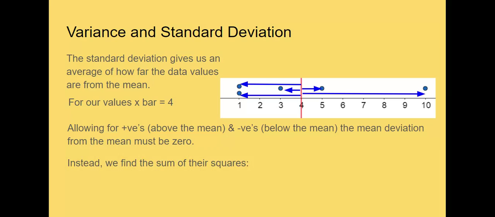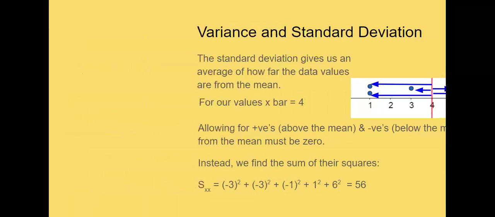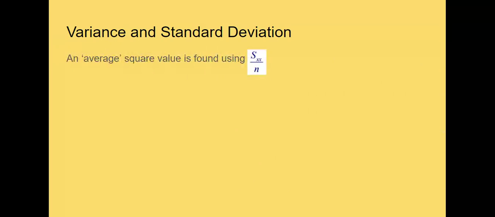So to avoid that, we square each deviation and then sum these squares. So for our data values, there's the sum of our squares. We find an average of these square values using this formula, the sum of the squares divided by the number of data values. And there's our value for our set of data, and this is the variance.